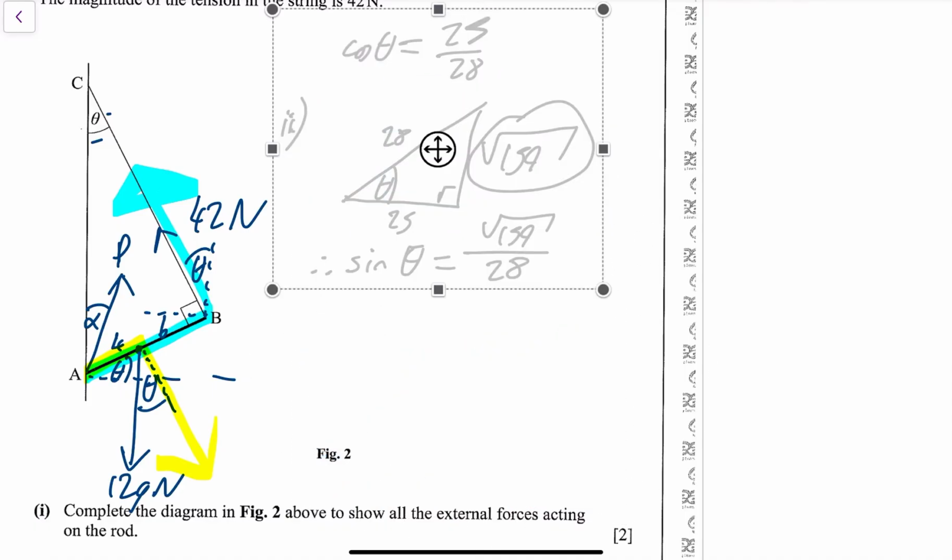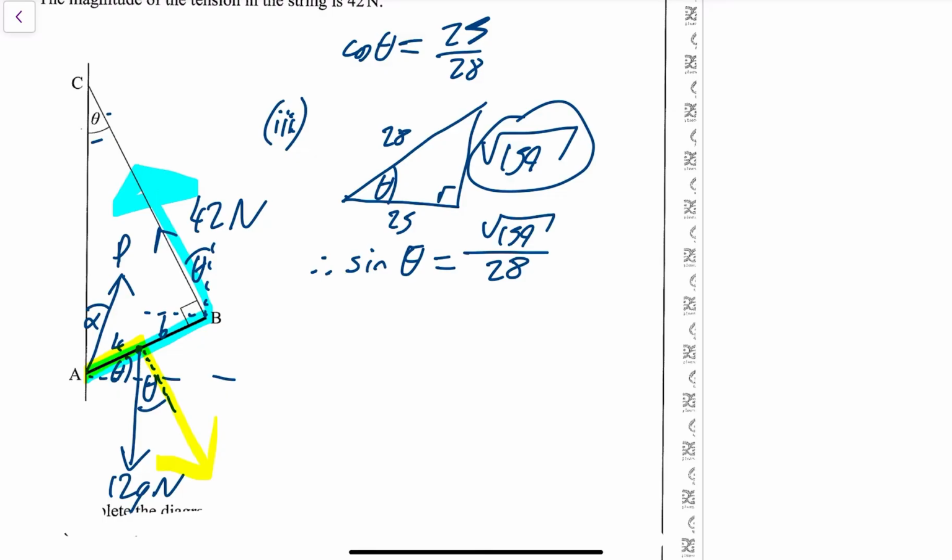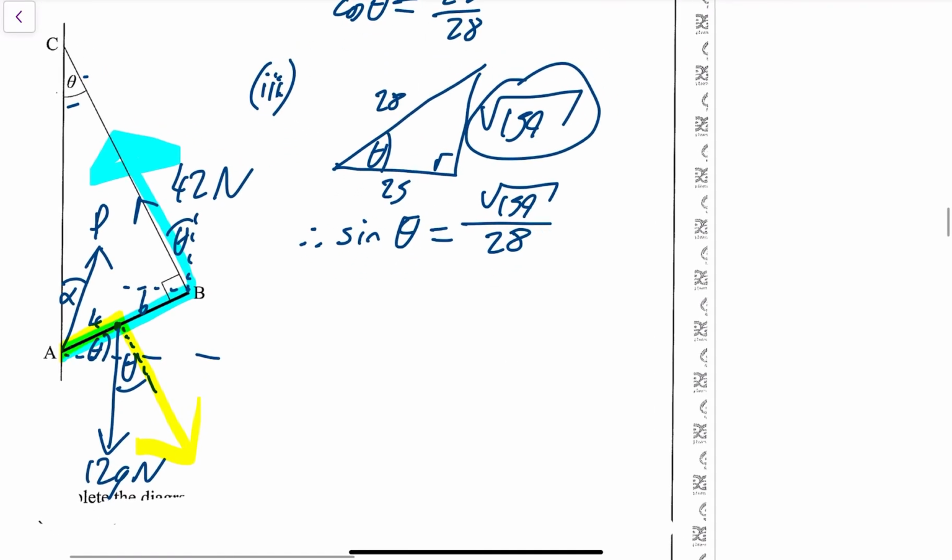Just to give me a bit of space to do this. Okay, right. So we're now going to have a wee go at our part 3, which was finding the reaction and angle of the pivot. So we're going to have to do this by resolving vertically and resolving horizontally.